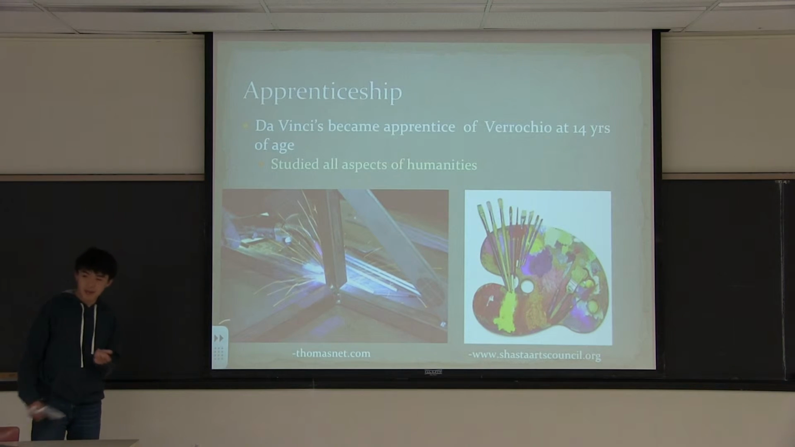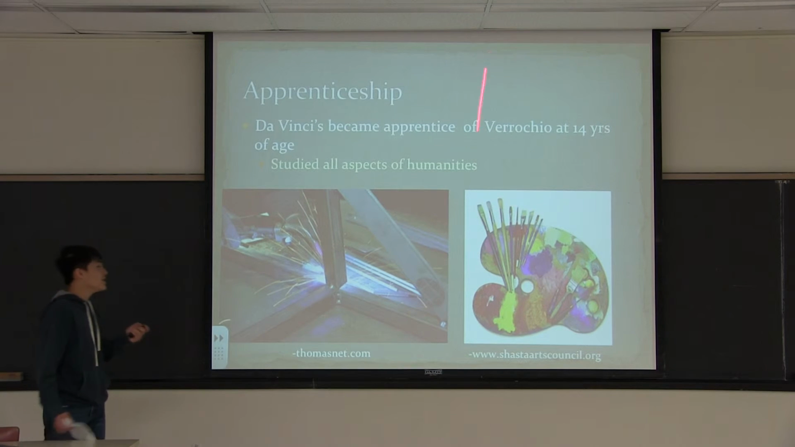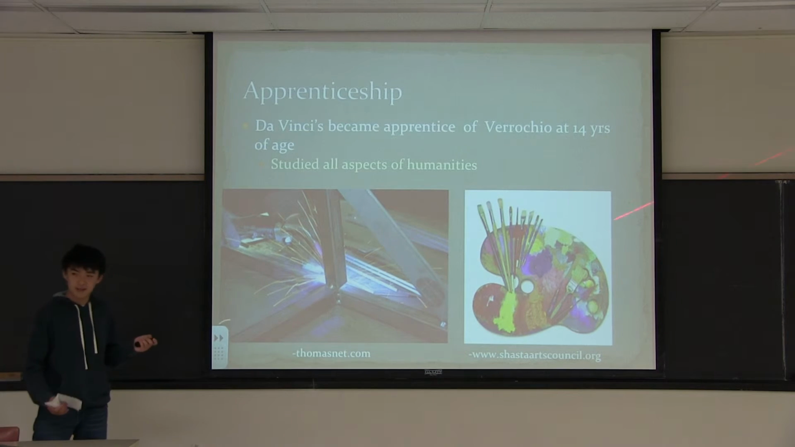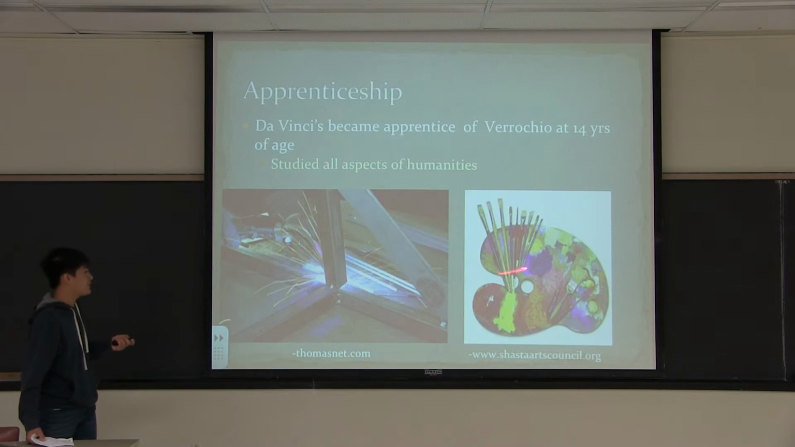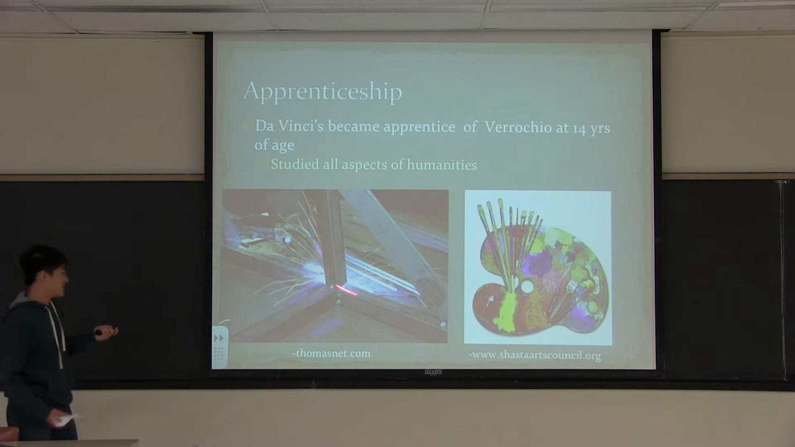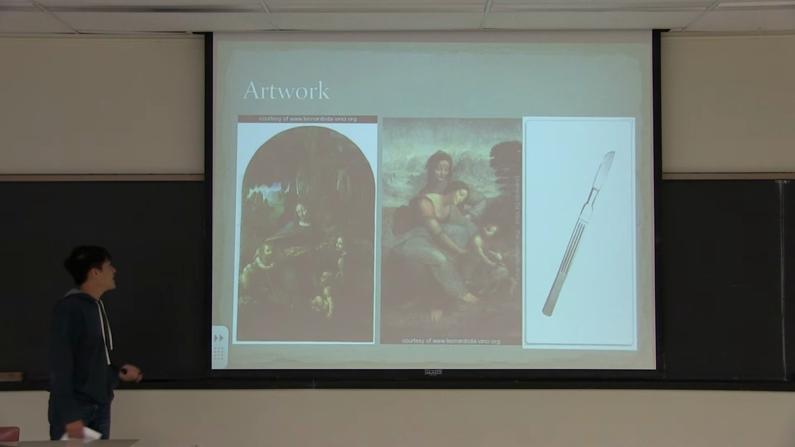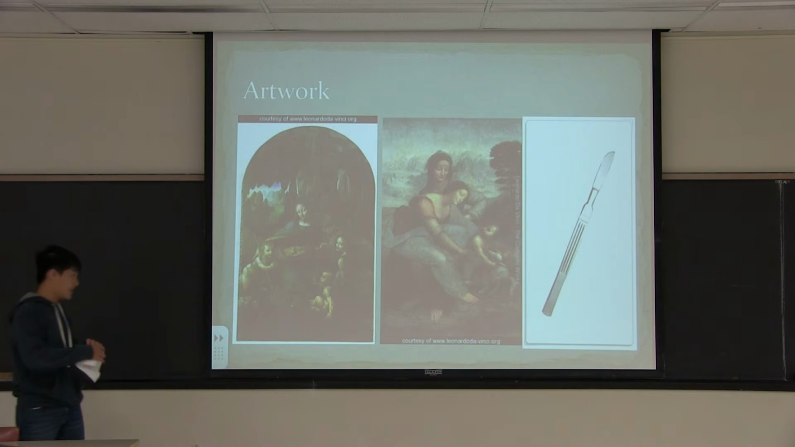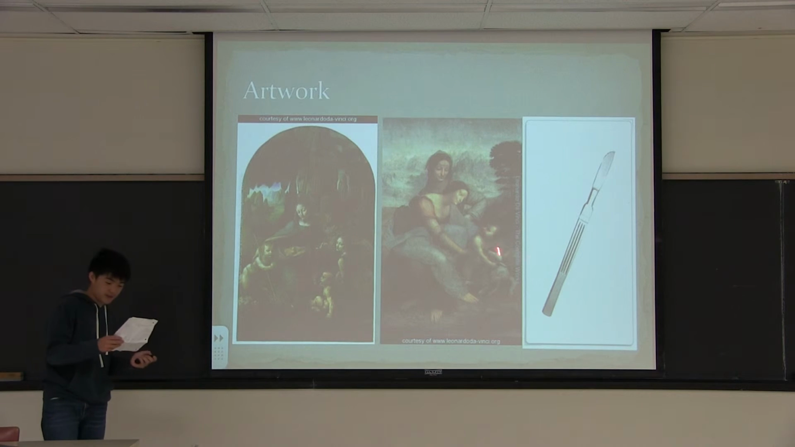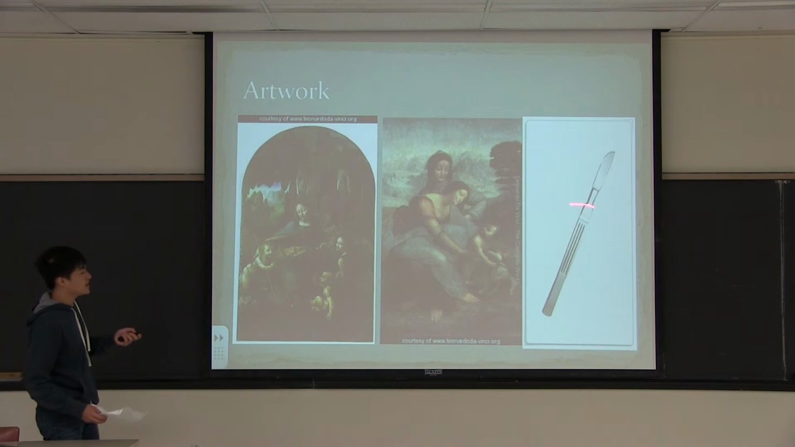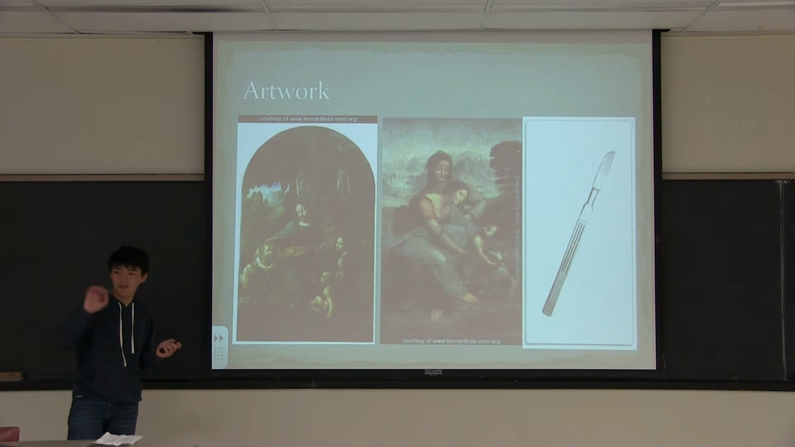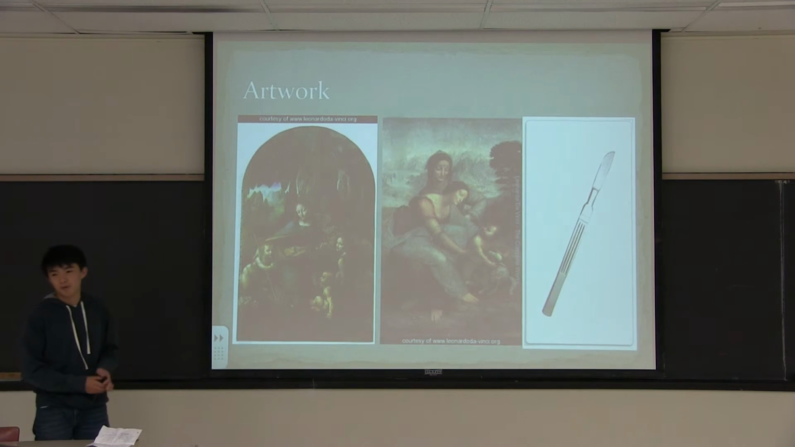So, apprenticeship. At a young age, he became the apprentice of a guy named Verrocchio, who was a master Italian at the time, and he learned all aspects of humanities, crafting, painting, writing, art, chemistry, explosions, stuff like that. And then here's some of his artwork. According to this, the portrait on the left is called Virgin of the Rocks, the portrait on the right is called Virgin and Child of St. Anne, and he also liked to dissect human bodies. That's where you get all those body sketches. So that's just a scalpel for representation.